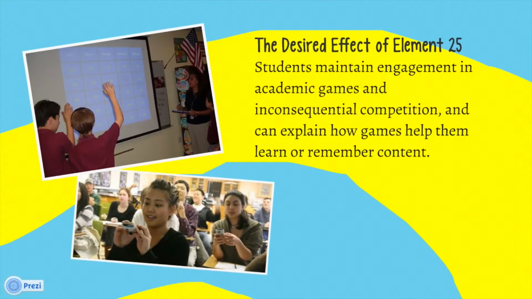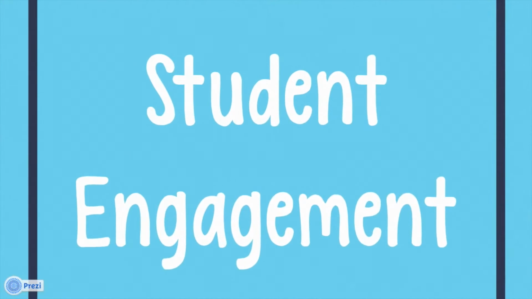The desired effect of Element 25 is that students maintain engagement in academic games and inconsequential competition, and can explain how games help them learn or remember content. Student engagement is the core of effective schooling. If students are not engaged, there is little, if any, chance that they will learn what is being addressed in class. The use of academic games is a proven method to engage students within the content.